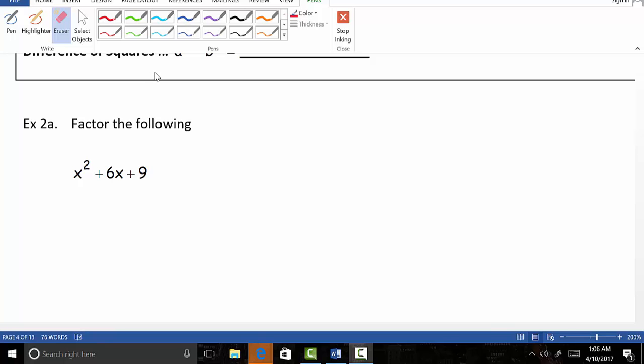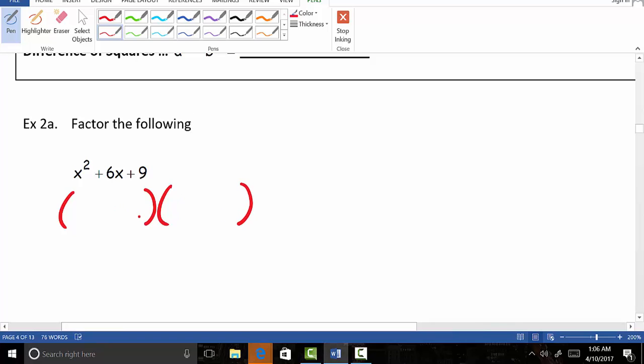Here we are looking at example 2a from our 4.3, 4.4 notes. We're asked to factor the following, and in just looking at this, we do notice that we have x squared plus 6x plus 9. There's no greatest common factor that we need to go ahead and pull out, so step one's kind of skipped in this case. So we're just going to go ahead and jump then to step 2, which is pretty much breaking this down into a pair of binomials and just kind of seeing what goes inside.